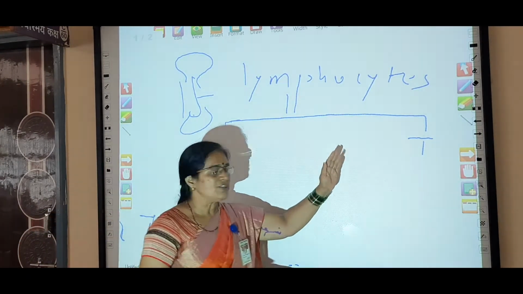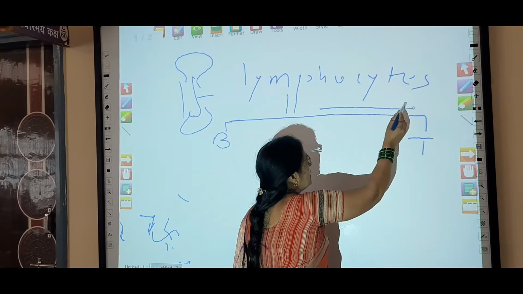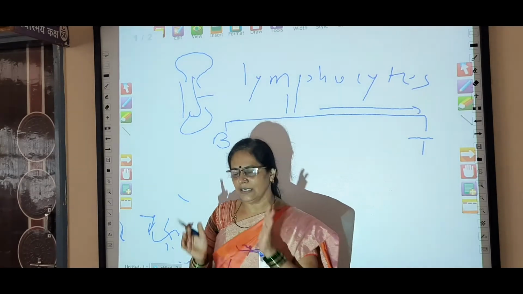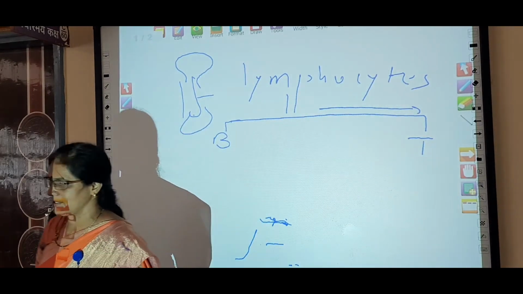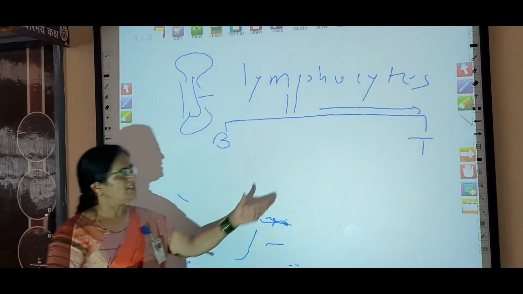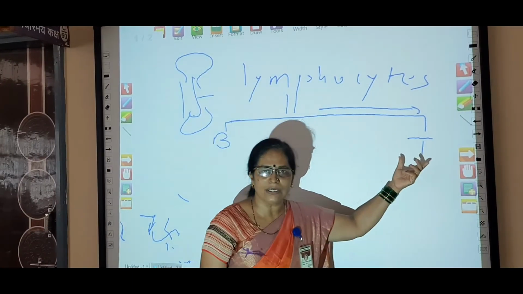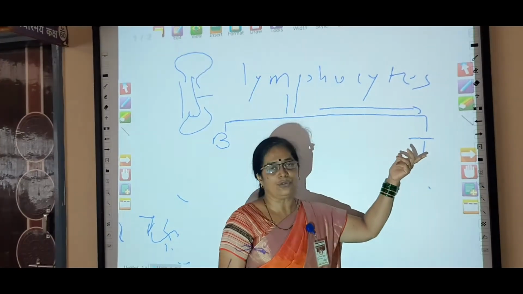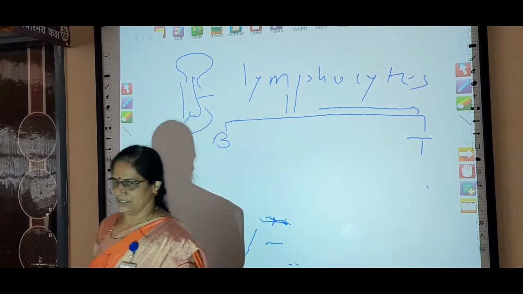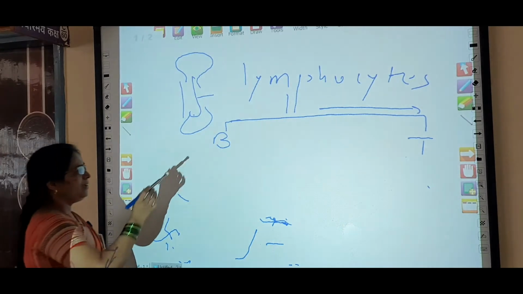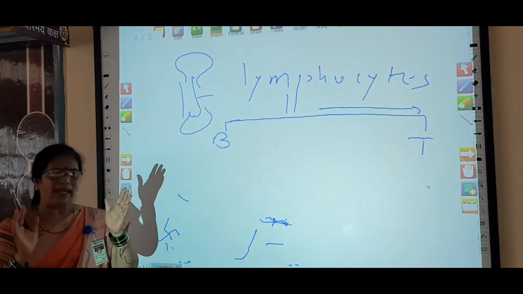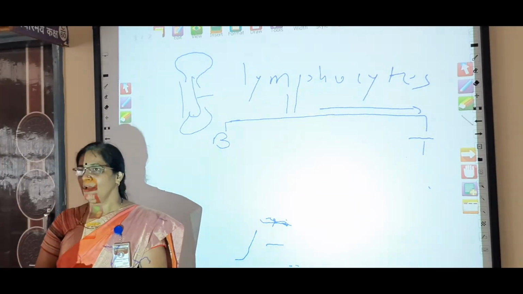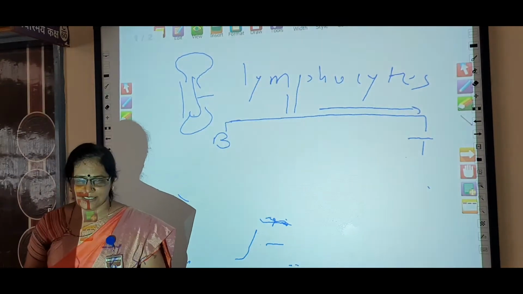And the lymphocytes which migrate towards the thymus. Thymus is the gland near the heart. It is called the thymus. So when such lymphocytes migrate toward the thymus, they mature there. That's why it is called the T lymphocytes. Okay. B lymphocytes and T lymphocytes are the immune cells which fight against diseases.